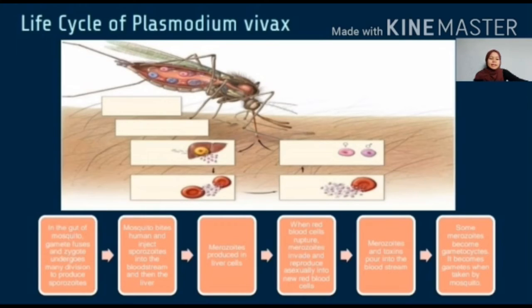Then, when the red blood cell ruptures, merozoites invade and reproduce asexually in new red blood cells. Merozoites and toxins pour into the bloodstream. You can see that some merozoites become gametocytes. If taken up by a mosquito, they will become gametes.